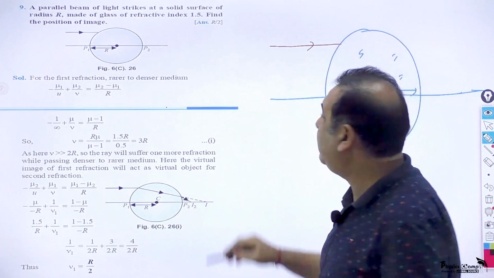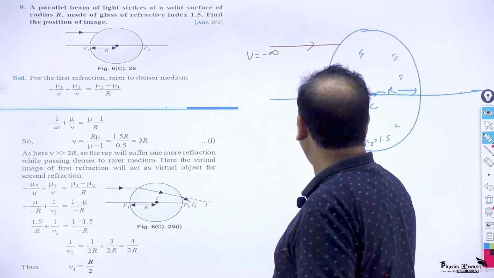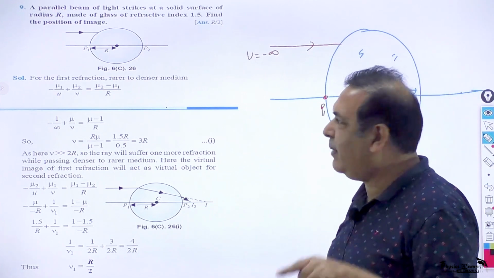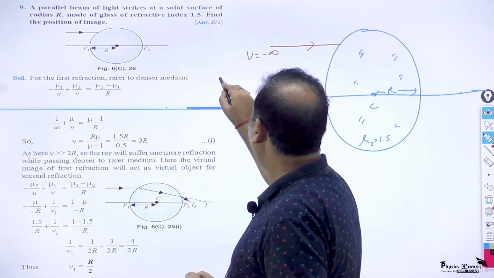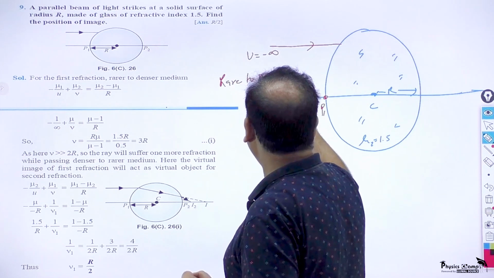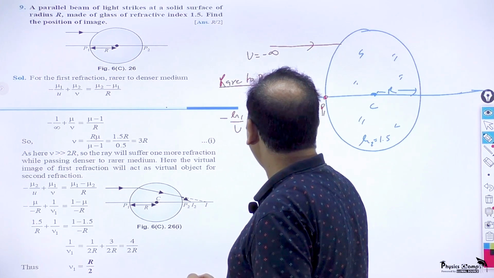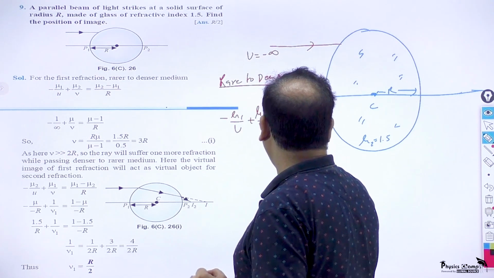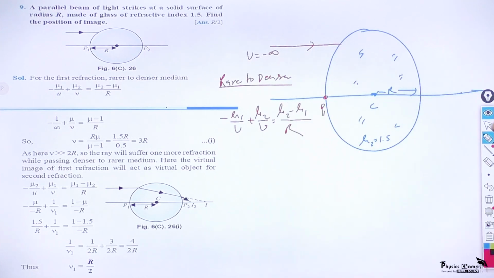So for a parallel beam, the object distance will be infinite. There will be first refraction at pole P1. So let's see what happens when it is refracting the first time. Rare to denser: minus mu1 over u plus mu2 by v is equal to mu2 minus mu1 by r. It is a case of rare to denser.